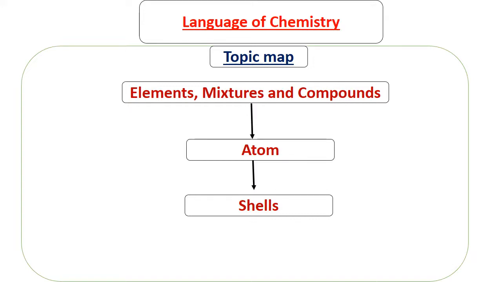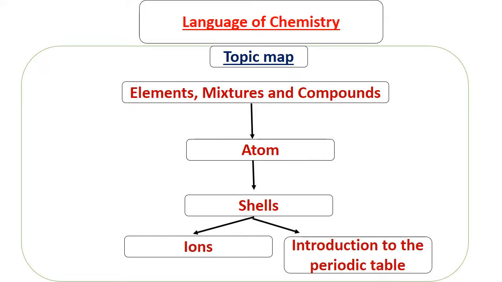Because of the same particles on shells, atoms behave in such a way that they can change from being an atom into being what is called an ion. Then we'll wrap up this video with an introduction to a very important tool in chemistry called the periodic table.